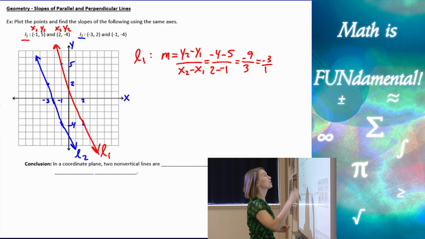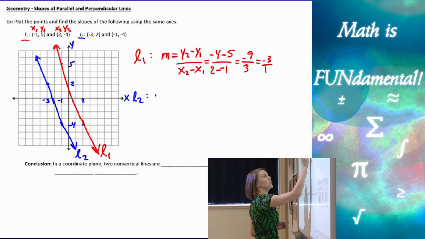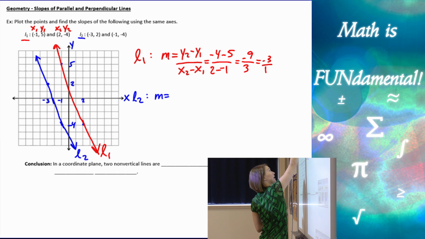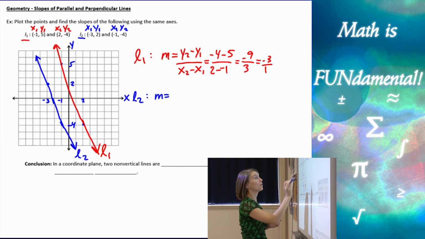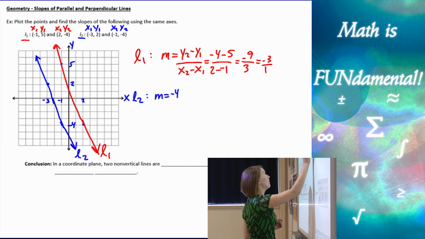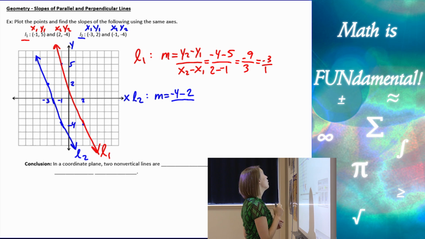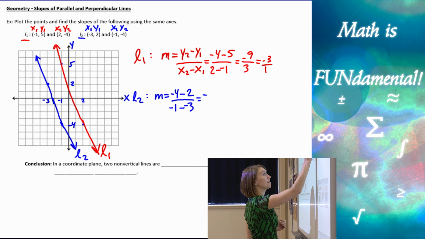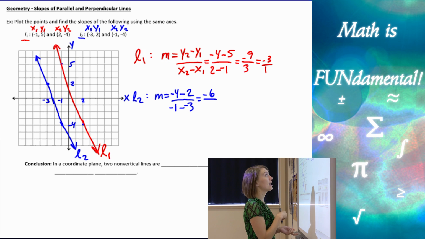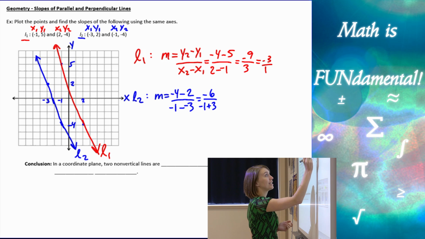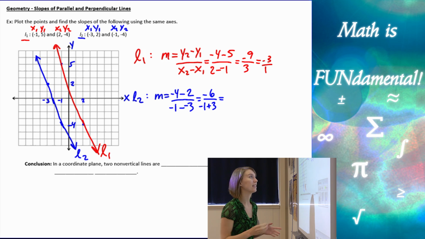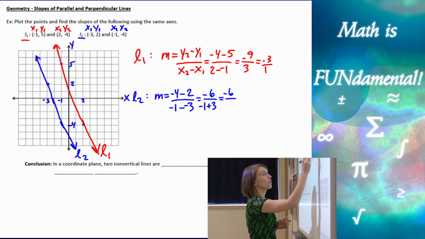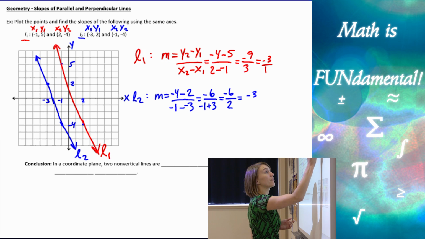Let's look at L2, finding my slope. Again, I have x1, y1, and x2, y2. My y2 is -4 minus y1 is 2, over x2 is -1 minus a -3 for my x1. Simplifying this, I'm going to have -6 over -1 plus 3. I'm going to write those because I don't want to do too much in my head here. So it's going to be -6 over 2, which reduces to -3 over 1.